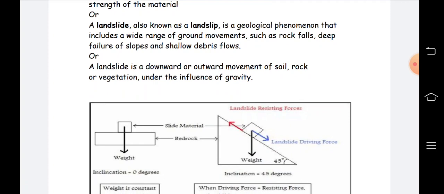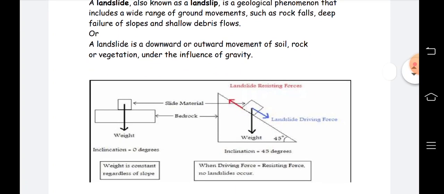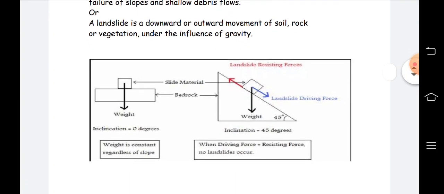Due to the influence of gravity, or due to the action of shearing stresses, the rocks, debris, soil materials or any vegetation can slide from a higher elevation to a lower elevation under the action of gravity, which is called a landslide.